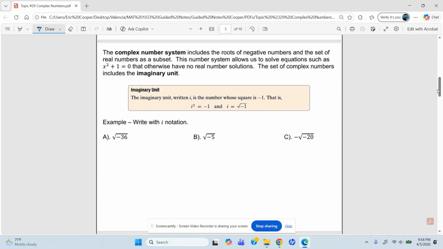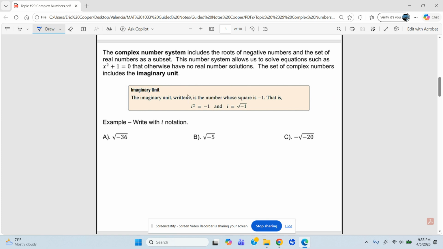The complex number system includes the roots of negative numbers and the set of real numbers as a subset. This number system allows us to solve equations such as x squared plus 1 equals 0 that otherwise have no real solutions. The set of complex numbers includes the imaginary unit. So if you've ever heard of imaginary numbers, that is big in the form of complex numbers.